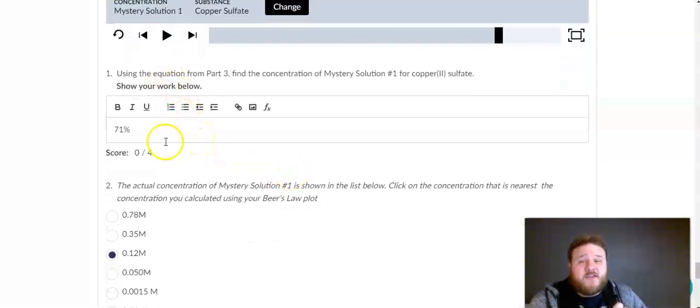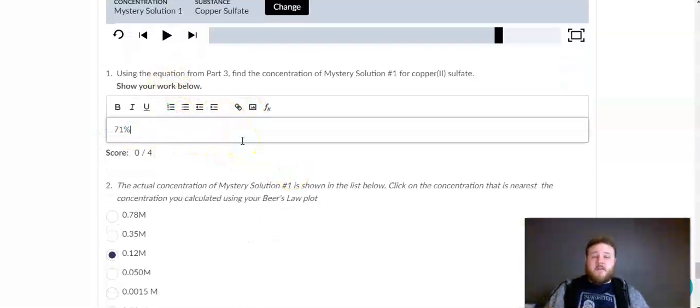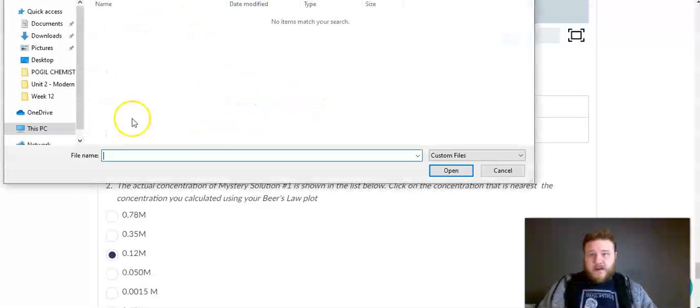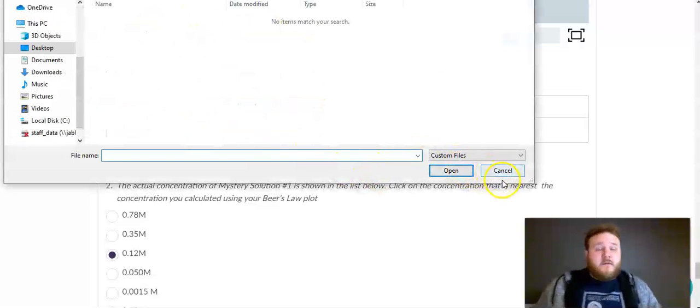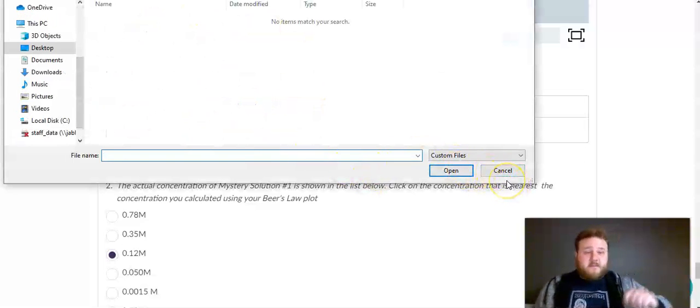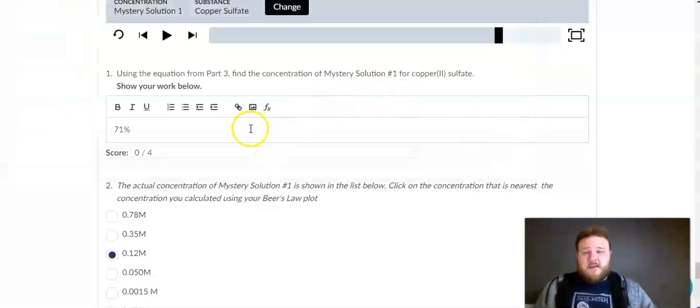So use the equation, show your work below. This is what you would do on a separate sheet of paper and then load the image using this tool right here. It should pop up. Similar to homework assignments, you write something down on a separate sheet of paper, take a picture of it, email that picture to yourself, and then you can load in your work right there.